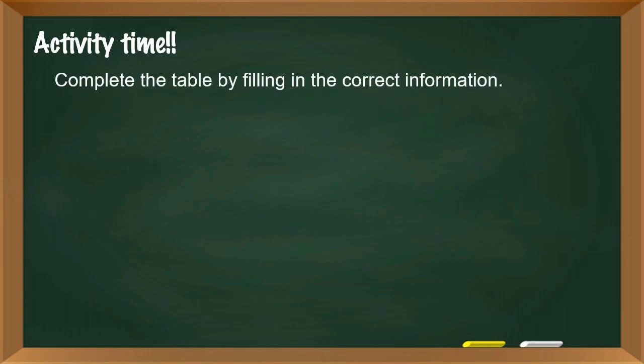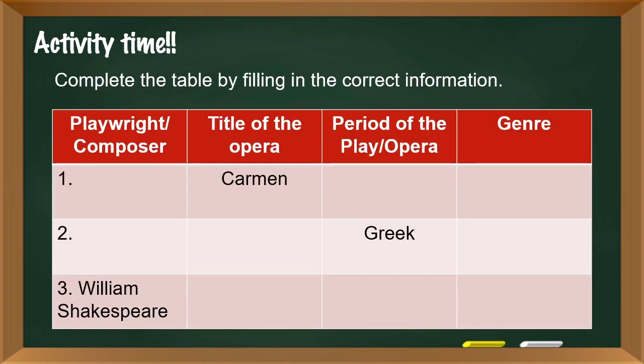Now we're done with our lesson. Let's have an activity. Complete the table by filling in the correct information of the following: the playwright or composer, title of the opera, period of the play or opera, and the genre. Write your answer in your notebook. I will give the answer in our next video.